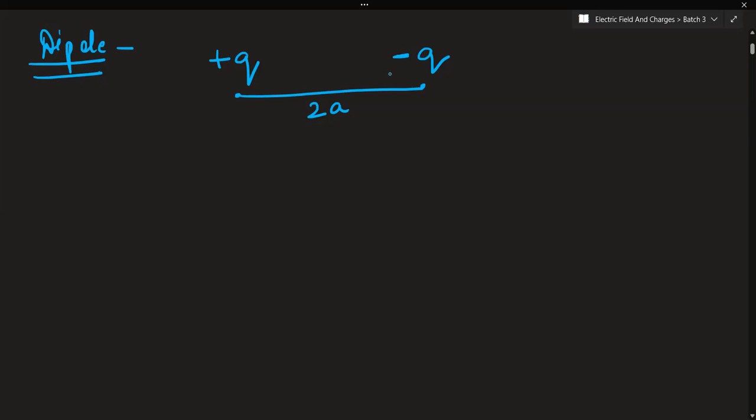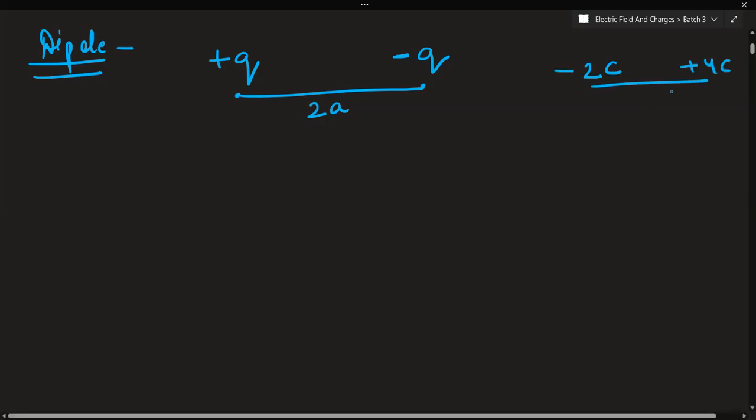In case of dipoles, both the charges should have the same magnitude. It's not that any positive and negative charges will make your dipole. The condition is that both the charges should have the same magnitude. For example, if it is minus 2 coulomb and plus 4 coulomb, this does not form your dipole. Reason? Negative charge and positive charge is there, but both the charges are having different magnitude. One is having magnitude 2, other is having magnitude 4. If it is minus 2 coulomb and plus 2 coulomb, then only you call this set a dipole.